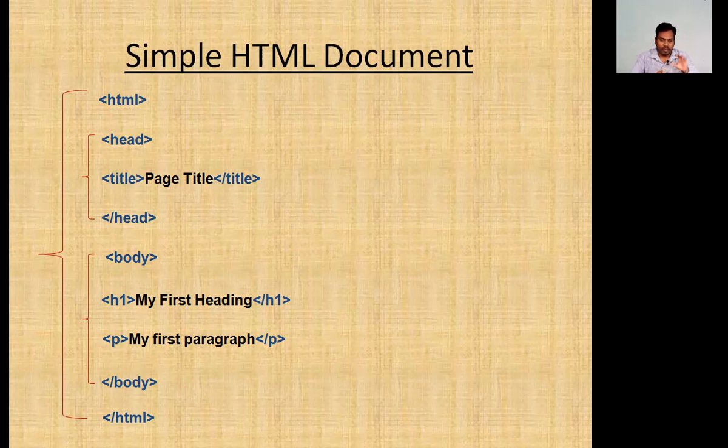And after head, we have the body section. In the body section, body open, body close, in between we have written H1 something like this, and P. This H1 and P, we will see what all these tags are. But this is, in a broad sense, under the HTML tag open and close, you will put head and body, and the title should be written inside this head section. Understood? Now this is just the basic simple structure of how you will write these HTML tags.